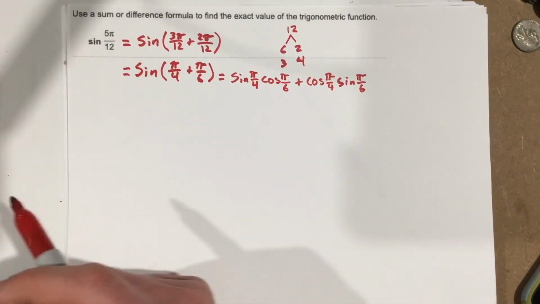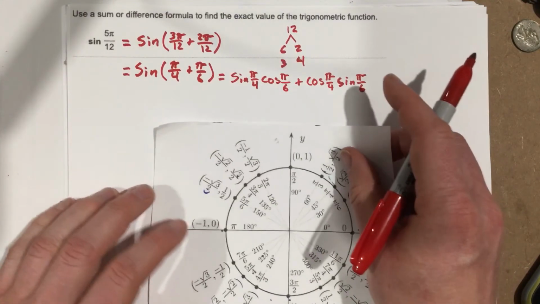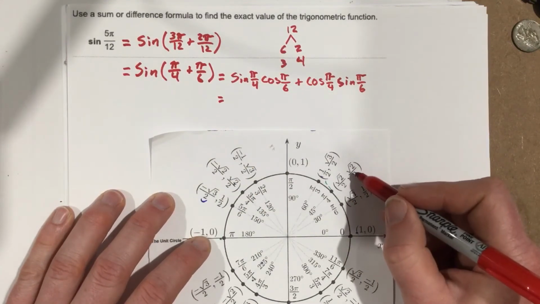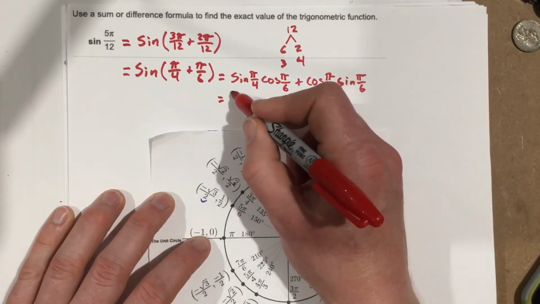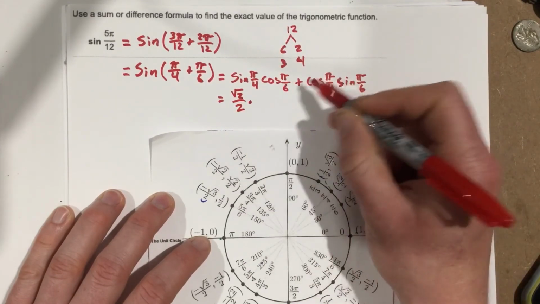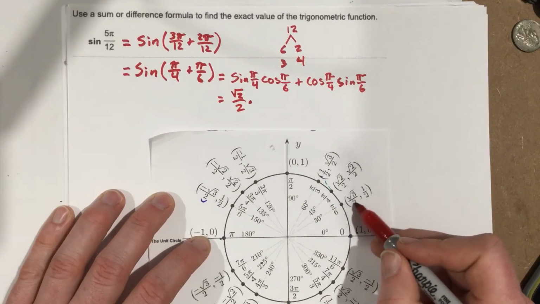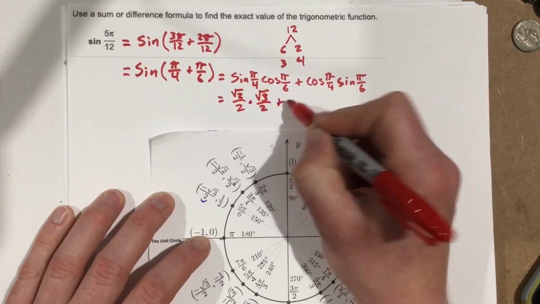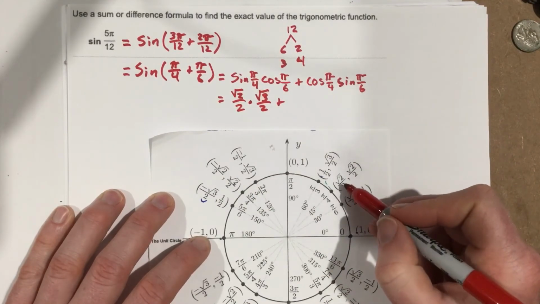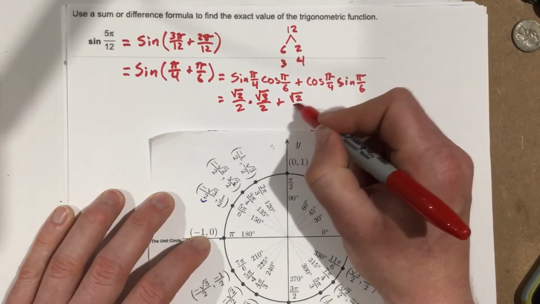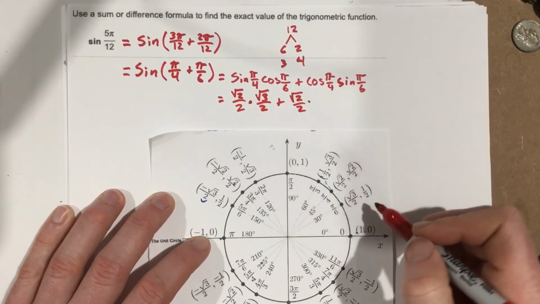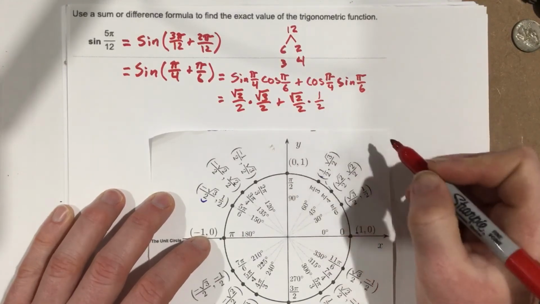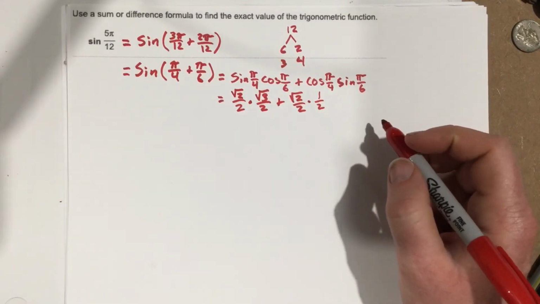Now we can get rid of the sum and difference formula and just go back to our unit circle and start evaluating this. Well, we know sine of pi over 4 is root 2 over 2. Cosine of pi over 6 is root 3 over 2. Plus cosine of pi over 4, well, that's root 2 over 2, times sine of pi over 6, which is 1/2. So now we're done with the unit circle, and we can actually evaluate this.